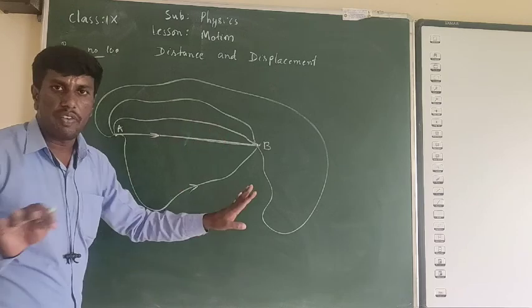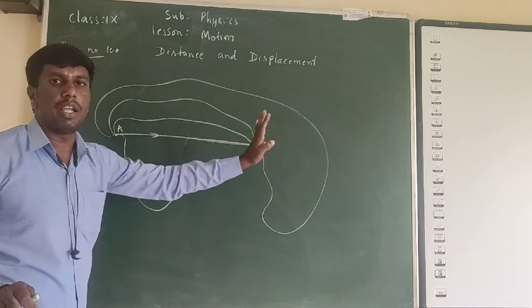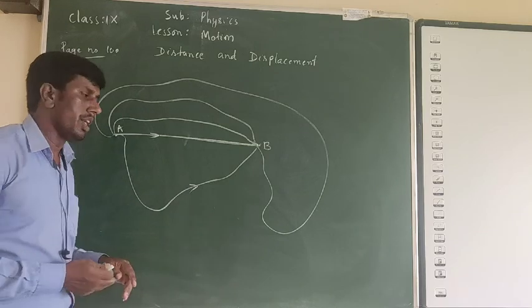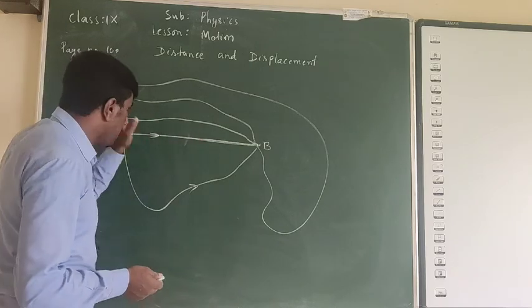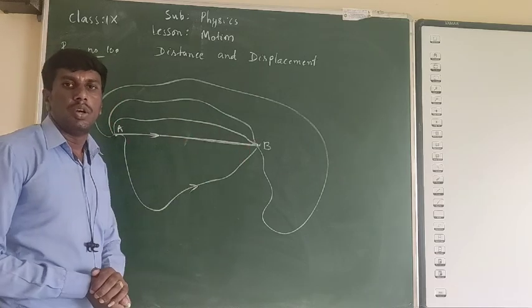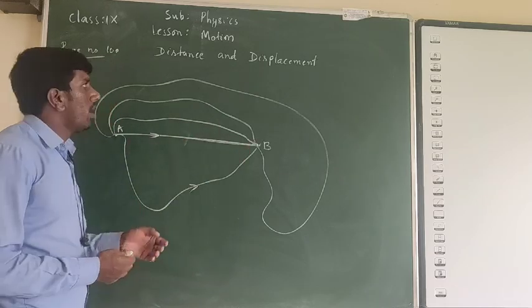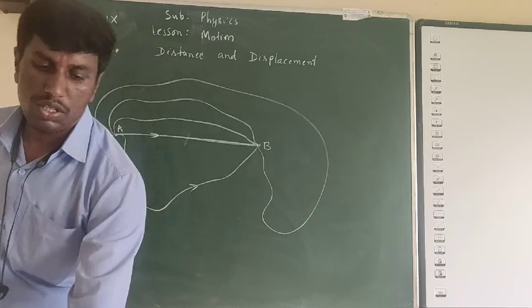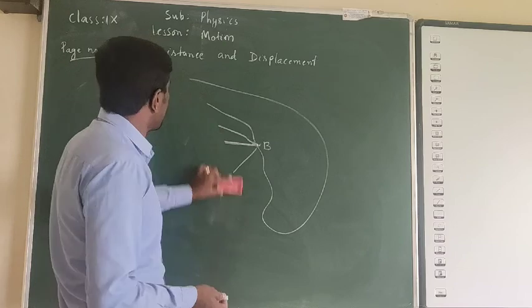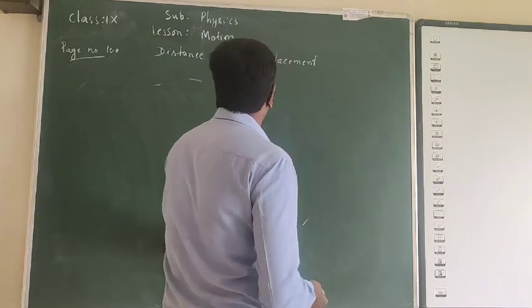Now, what is a vector quantity and what is a scalar quantity? Distance doesn't have any direction. It is having only magnitude, value. So that is a scalar quantity. Now displacement, it is having a magnitude and a particular direction. So that is a vector quantity. Now you have understood what distance and displacement are. Now we will go for those three questions. I will explain that.